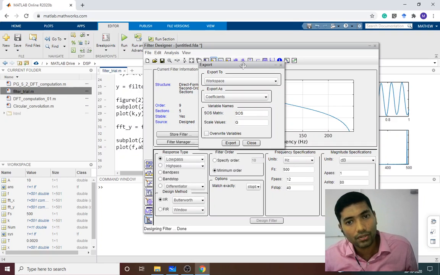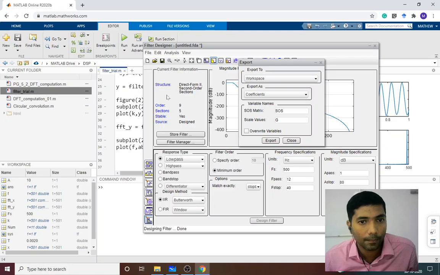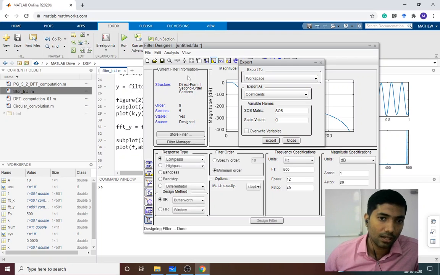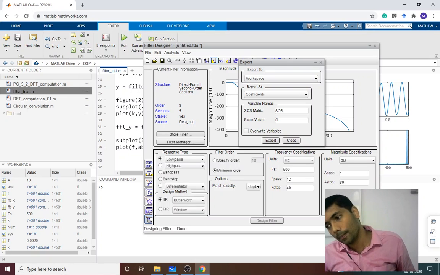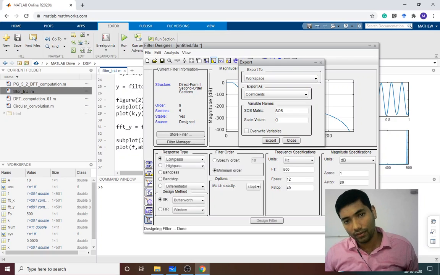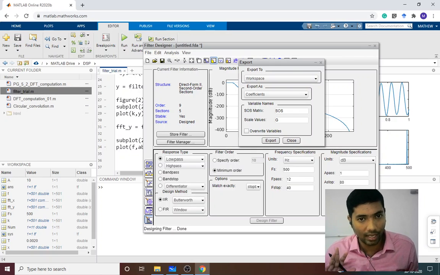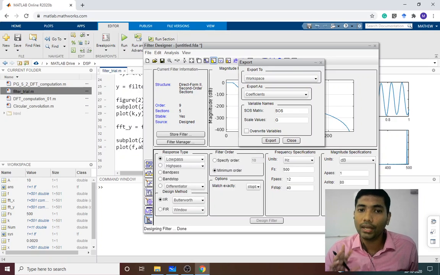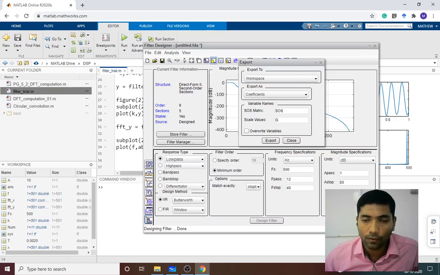So if you see, yeah, here the structure that is used for IIR filter design is direct form 2 second order sections. So SOS stands for second order section. So in Matlab, IIR filter is designed as second order sections. Okay, you know what is a direct form 2. So in direct form 2, it is designed as second order sections. So we have this SOS matrix and gain values.